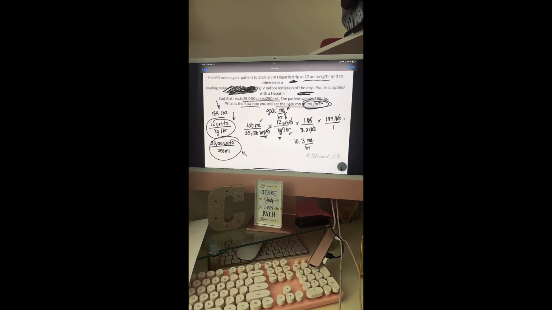So if it asked about the bolus, what would the steps be? Okay, we can solve for the bolus since we're on it.